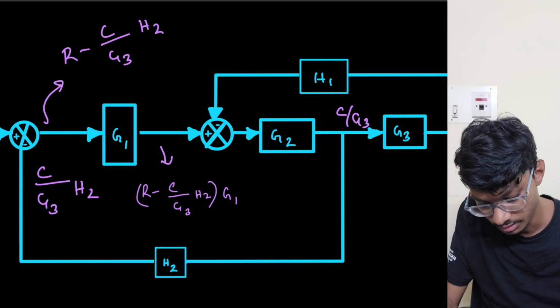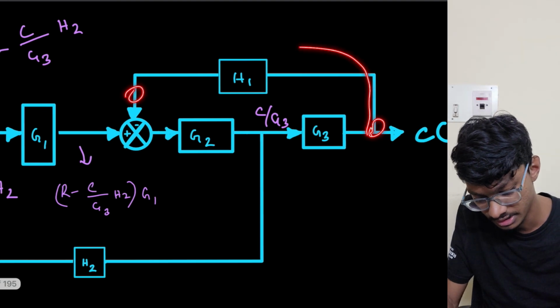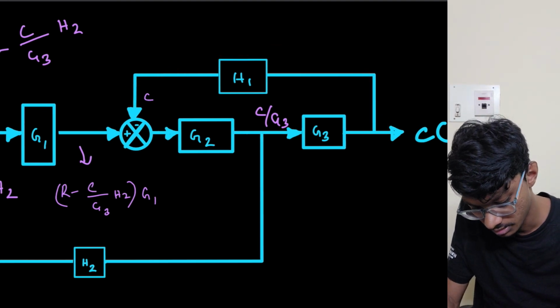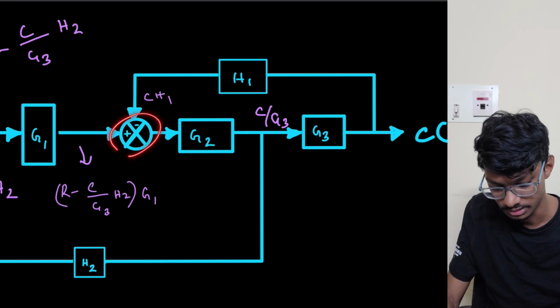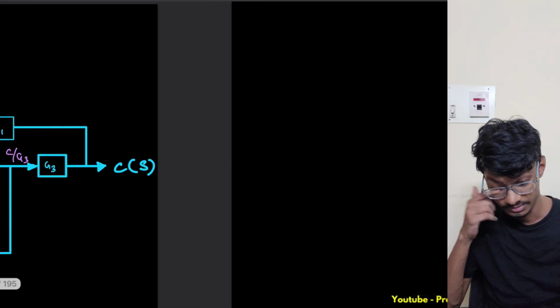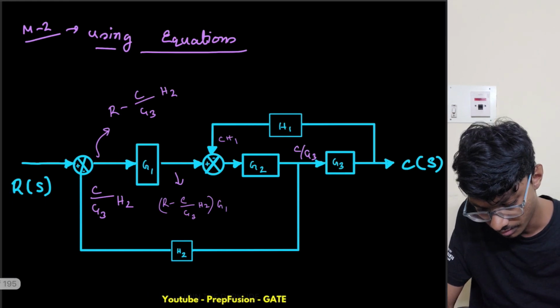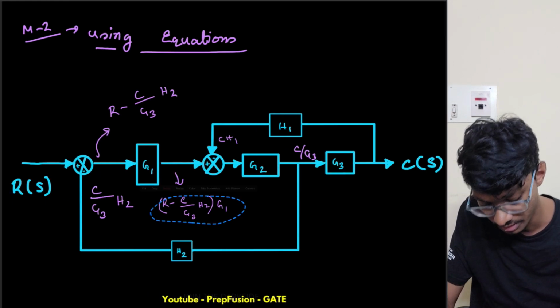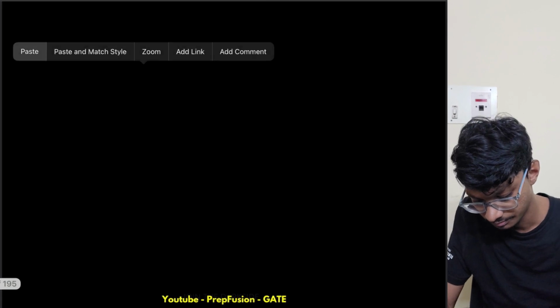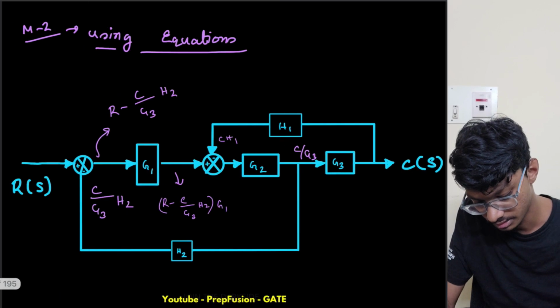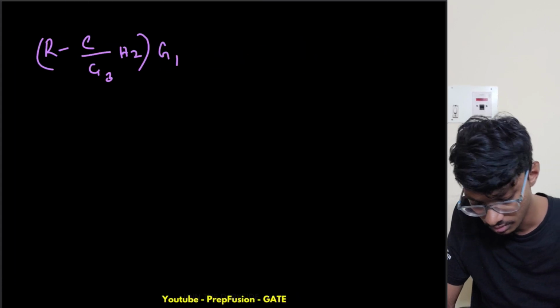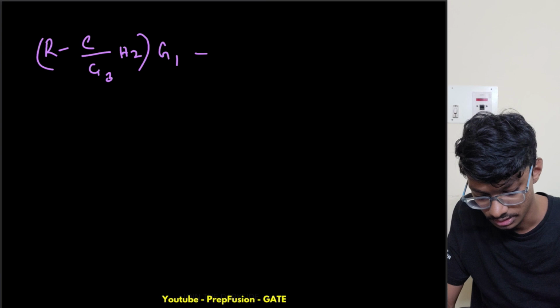Now what is the value here? The value here is C, so C times H1. We have to subtract this here. So I'll go to the next page. Let me copy this, make this bigger, and also subtract C times H1.